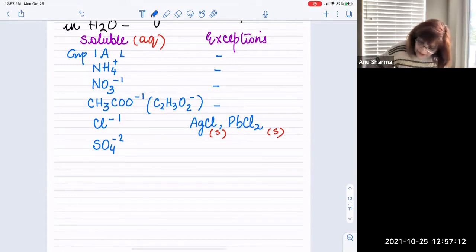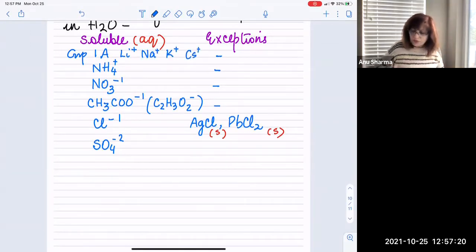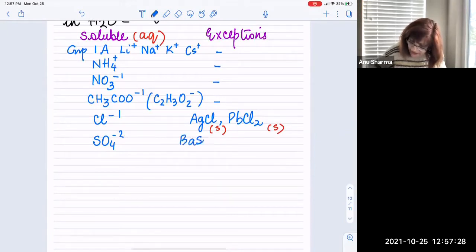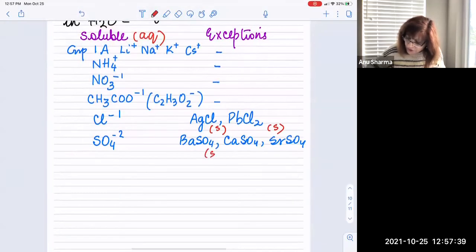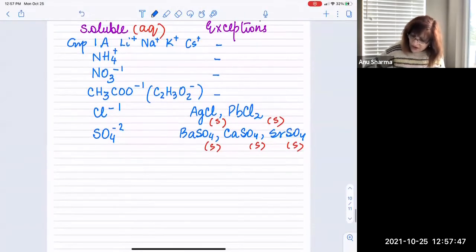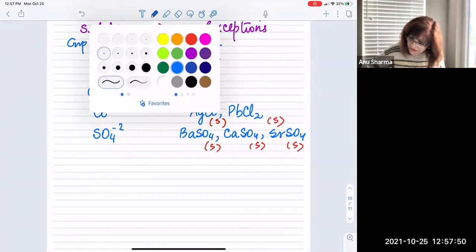So all group 1As are like lithium +1, sodium +1, potassium +1, cesium +1, and rubidium, but generally these are common. All the sulfates are soluble in water except barium sulfate, BaSO4, then comes the calcium sulfate, and then comes the strontium sulfate. So these sulfates are insoluble in water. So you're going to write them as S. Okay. Then comes the next ones that are insoluble.